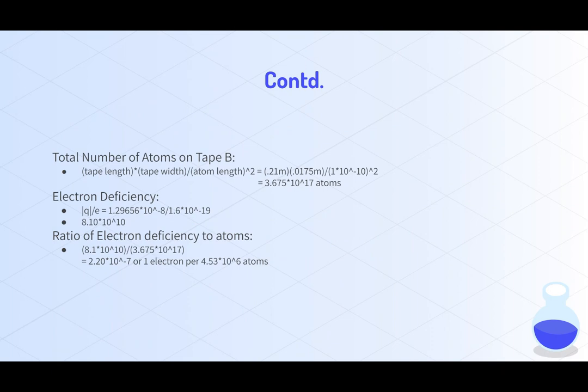The total number of atoms on tape B was determined by taking the surface area of the tape divided by the atom length, which resulted in 3.675 times 10 to the 17th atoms. The electron deficiency was found by taking the absolute value of the charge divided by the charge of an electron, which was 8.1 times 10 to the 10th. And the ratio of electron deficiency to atoms resulted in 2.2 times 10 to the negative 7th, which means that there was one electron per 4.53 times 10 to the 6th atoms.